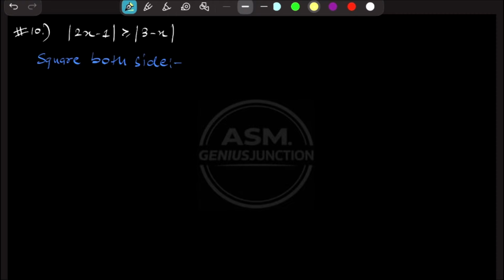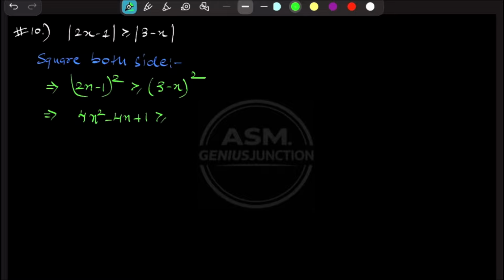When I square both sides, I get (2x − 1)² ≥ (3 − x)². Let's quickly open up the brackets. This is now a very simple question. This becomes 4x² − 4x + 1 ≥ 9 − 6x + x². I have simply used (a − b)² formula. Shift everything to the left hand side. This is 3x² + 2x − 8 ≥ 0.